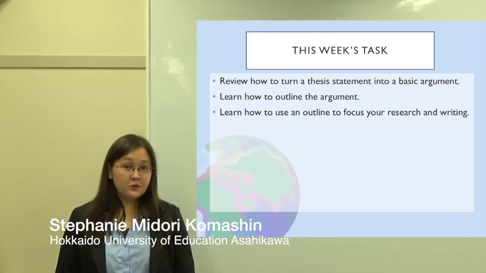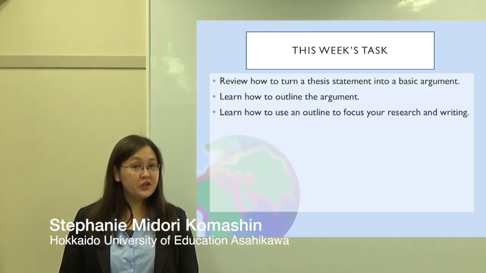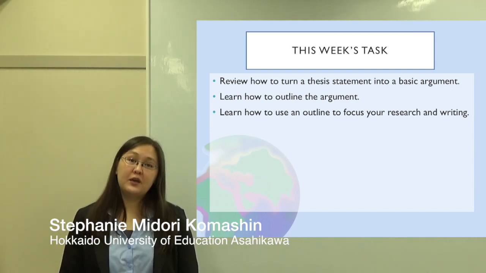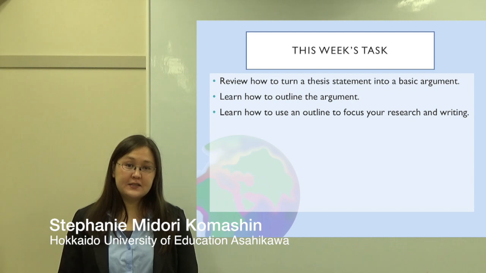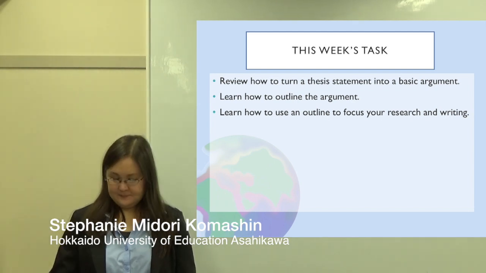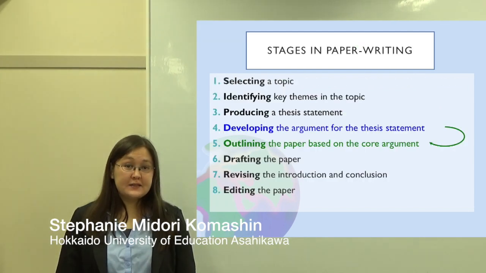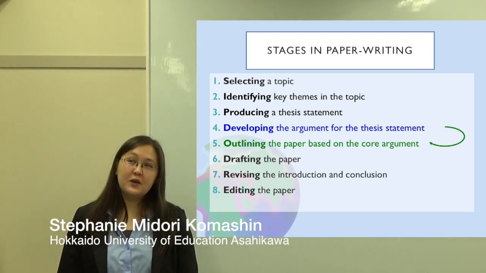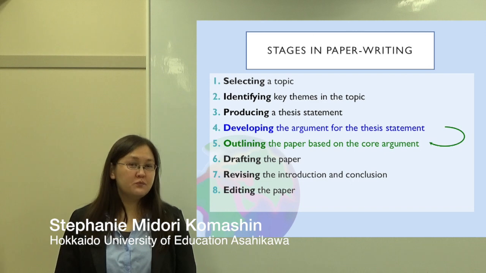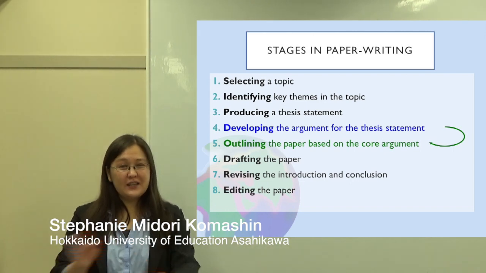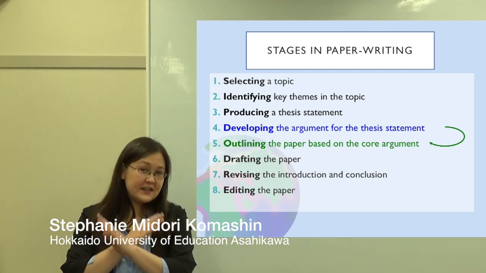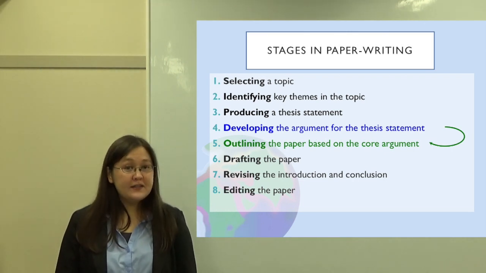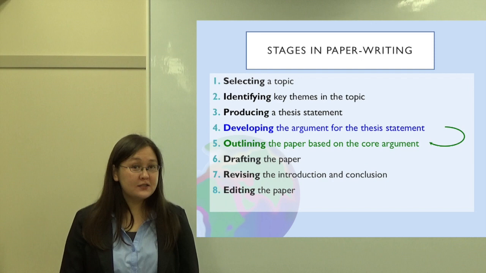First, we're going to review from the last flip about turning your thesis statement into an argument, and then we'll go into how to make your outline of your argument and how to use your outline. So in the paper writing process, we are finally to step 5, outlining. So maybe you feel like by now we should be writing something, but actually it's not time to write any sentences or paragraphs yet. You have written your one sentence, your thesis statement.